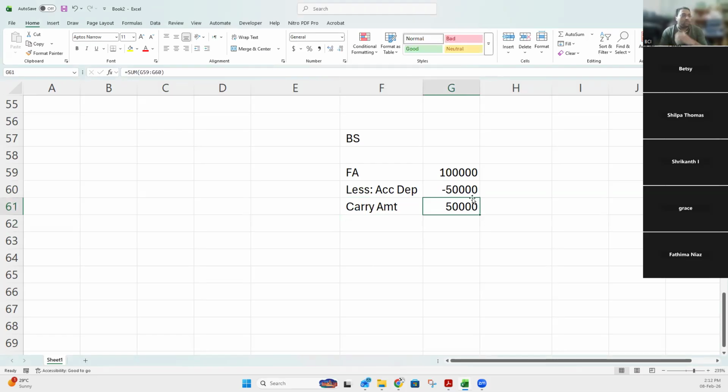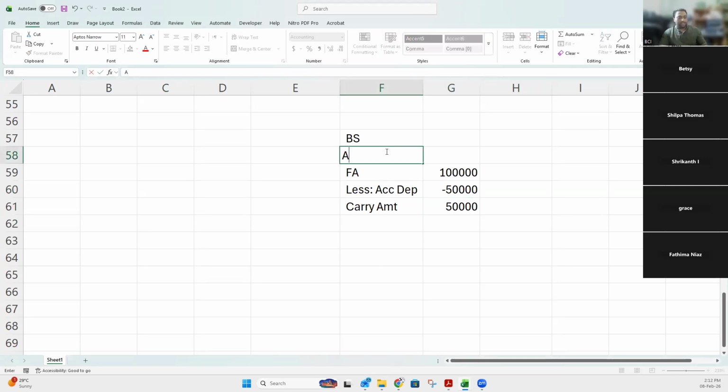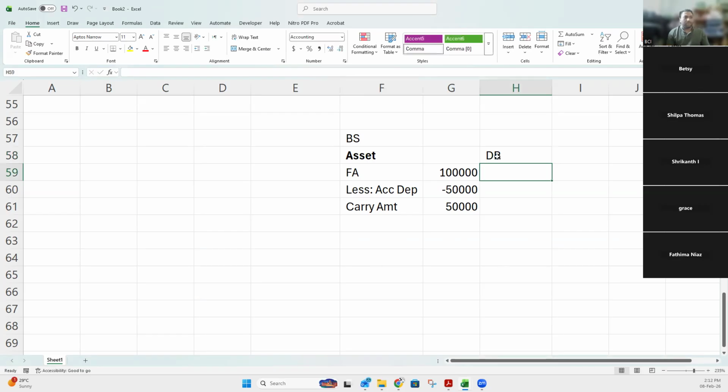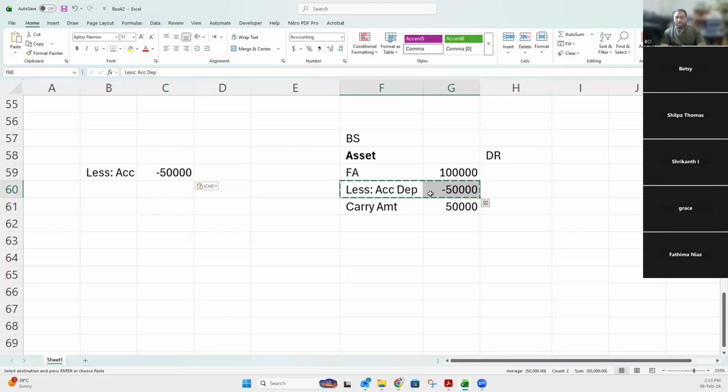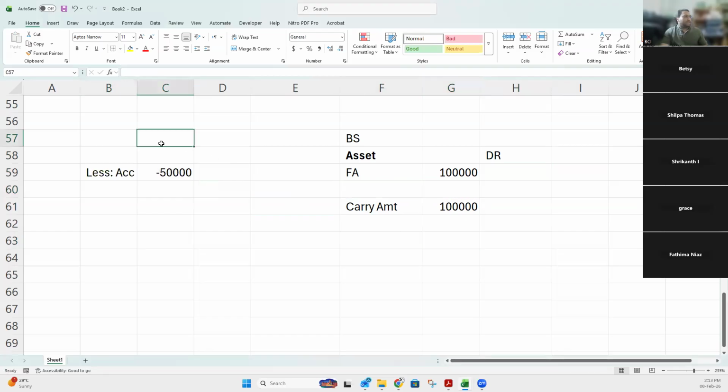Clear? So ideally, this is all the asset side, right? In the asset side, everything should have a debit balance. But we are showing the accumulated depreciation on the asset side. If I choose to show this on the other side, the credit side, as accumulated depreciation, is it okay?